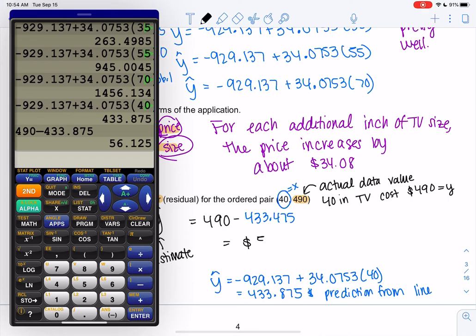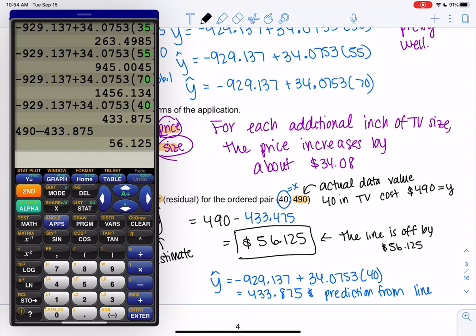Error can be negative. This one is positive, but it can be negative. So this is how off the line is off by $56. That's what error represents. So 490 is the actual cost, 433 is a predicted cost.